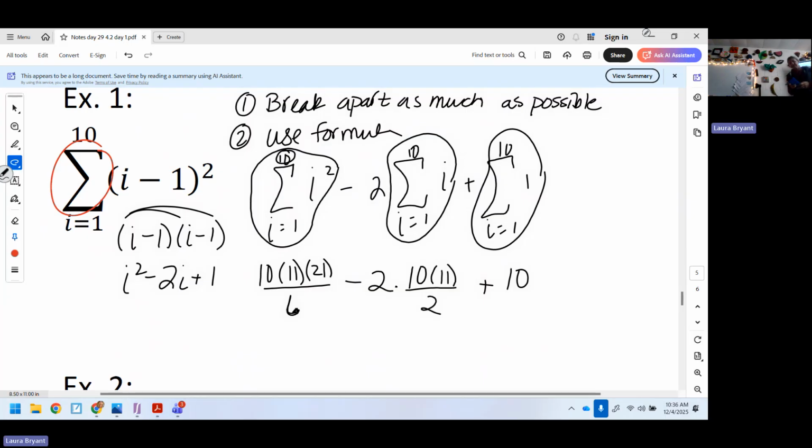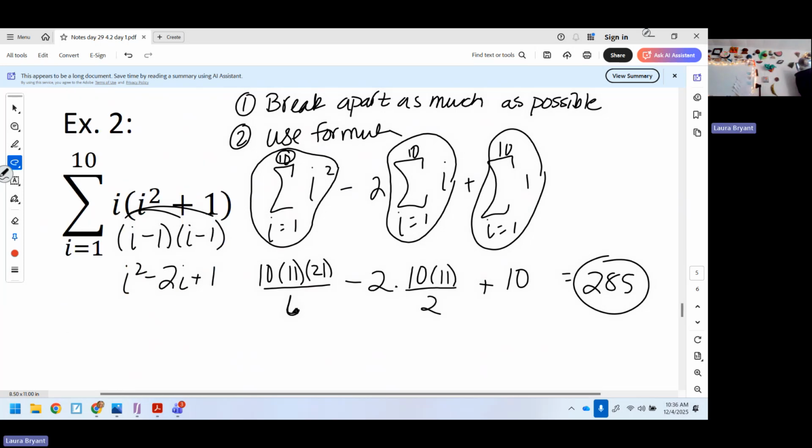Okay, did anyone get 285? Okay, now again, I know you could have gotten 285 just by plugging in 1 to begin with and working through the numbers all the way up to 10. But this is the process we'll have to do when we're doing our calculus version.